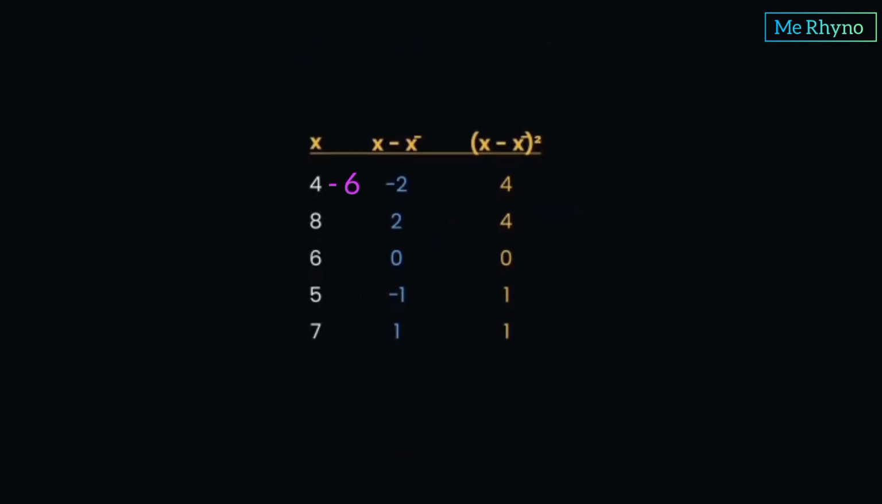For instance, 4 minus 6 is negative 2, negative 2 squared is 4. 8 minus 6 is 2, 2 squared is 4. 6 minus 6 is 0, 0 squared is 0. 5 minus 6 is negative 1, negative 1 squared is 1. Lastly, 7 minus 6 is 1, and 1 squared is 1. Then we add up the last column, 4 plus 4 plus 0 plus 1 plus 1 equals 10.